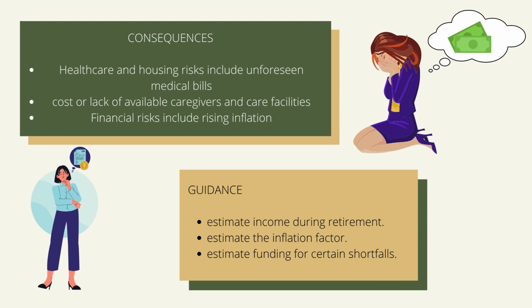Guidance. How much should we invest for retirement? In order not to experience shortcomings during retirement, this is the guideline for retirement planning. The first one is to estimate income during retirement. The second one is to estimate the inflation factor. And the third one is to estimate funding for certain shortfalls.